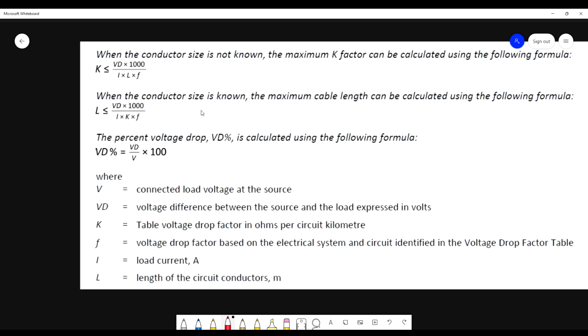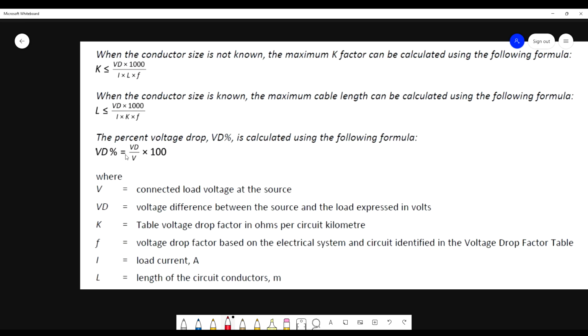When the conductor size is known, you can find out what the maximum length of that conductor installation can be. So the length has to be less than or equal to, that's what this means here, permitted voltage drop, or how much voltage drop will be dropped on the circuit, times 1,000 divided by the current, times the K factor, times the voltage drop factor.